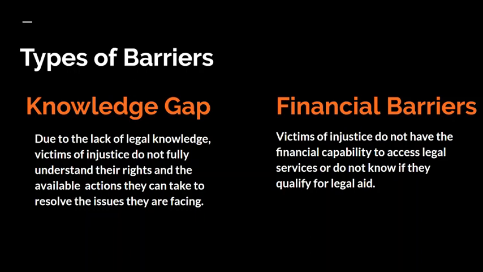In this case, victims of injustice either do not fully understand the rights they have or the actions they can take, due to knowledge reasons or access reasons, so they can't take further action to follow up with their problems. The second type of barrier is the financial barrier. In this case, the victim clearly understands, or has a basic understanding of, what actions they can take. However, they are prevented from doing so due to financial means.